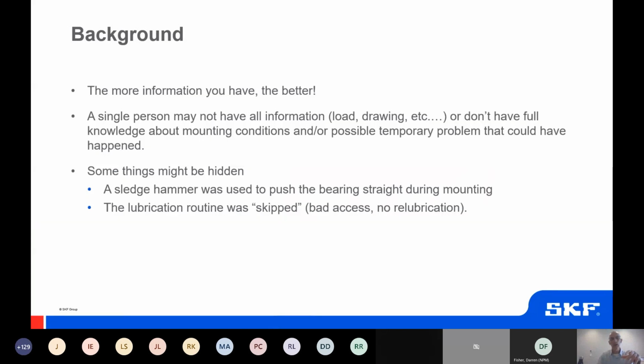The second part, I mean, those are the initial steps. The second part is, of course, the background information that we need to have when we are going to do this bearing investigation.